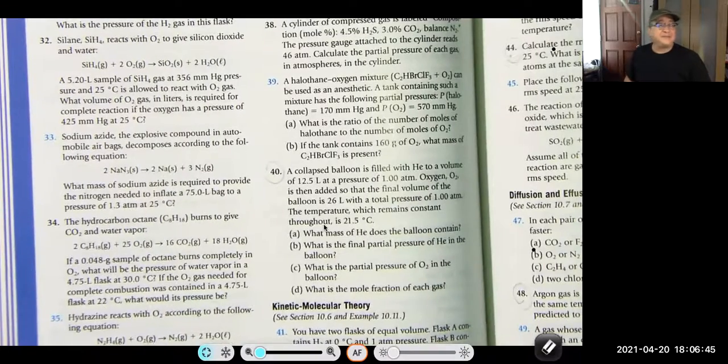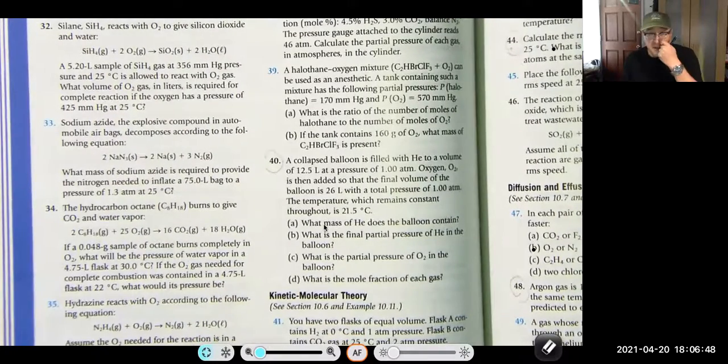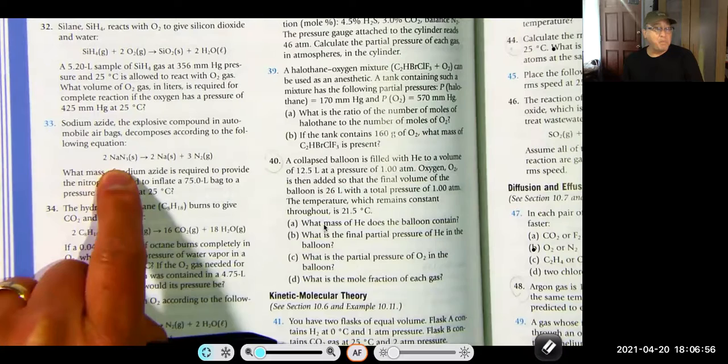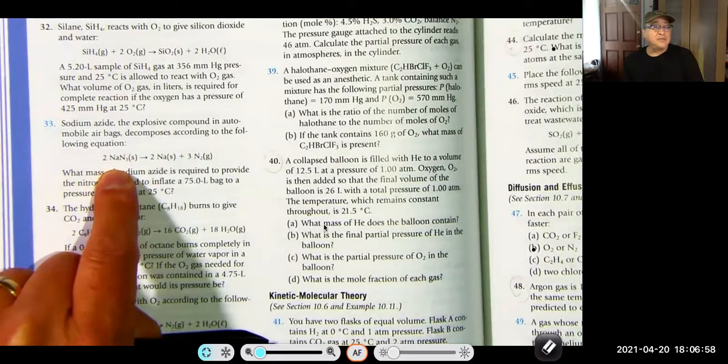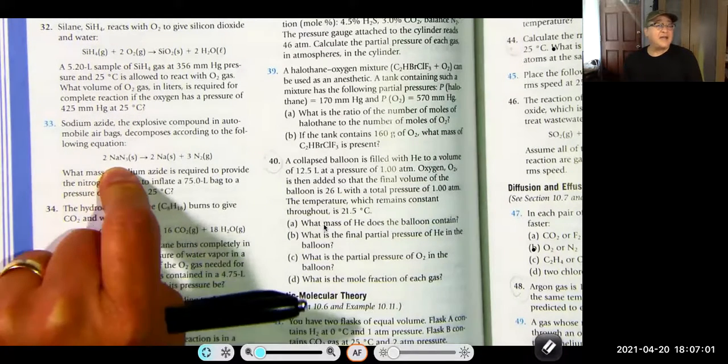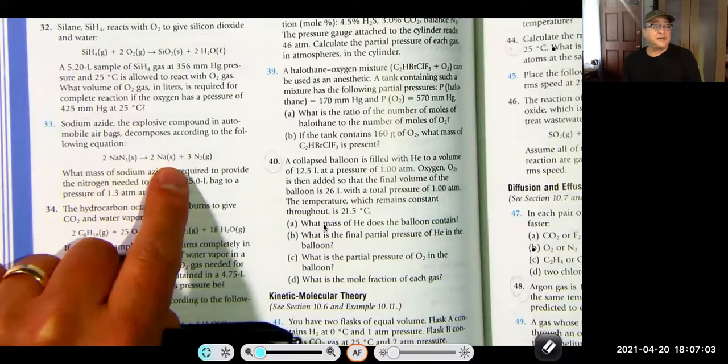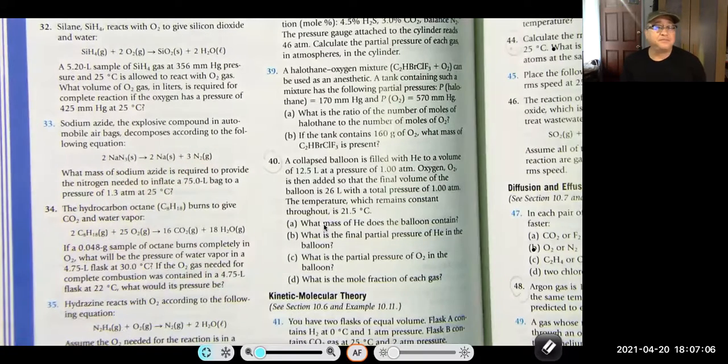Sodium azide, an explosive compound in automobile airbags, decomposes according to the following equation. So this is sodium azide. It decomposes from NaN3 to 2 sodiums and 3 nitrogens. What mass of sodium azide is required to provide the nitrogen needed to inflate a 75.0 liter bag to a pressure of 1.3 atmospheres at 25 degrees Celsius? Okay, so that's the question.